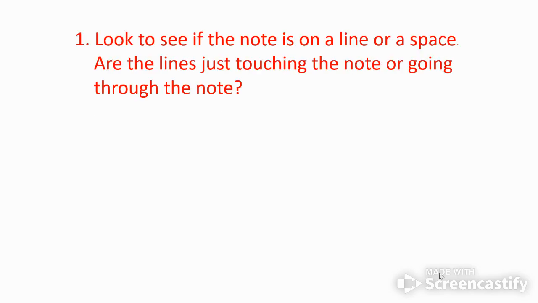Follow these steps and you will be able to easily read the notes on the staff or figure out which note is which. So first, look to see if the note is on a line or on a space. Are the lines just touching the note or going through the note? Remember, if they're just touching the note, then that note is on a space. If they're going through the note, then that note is on a line.